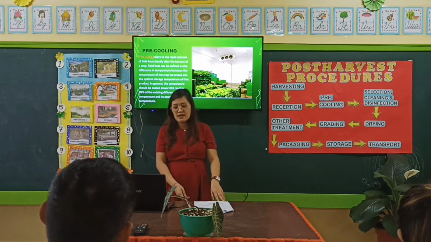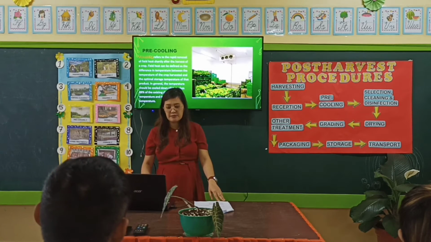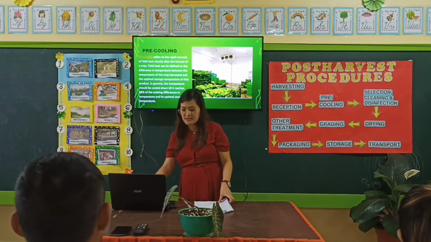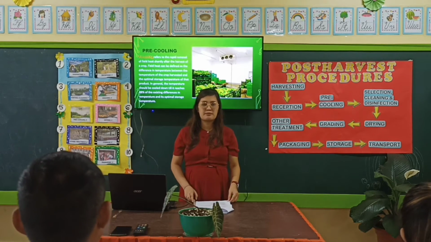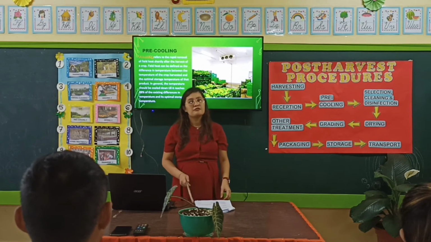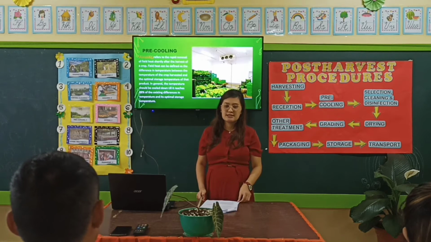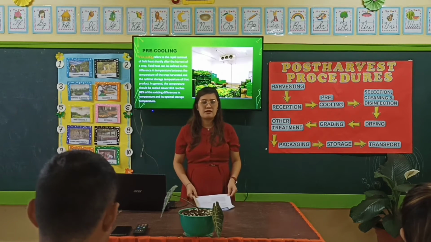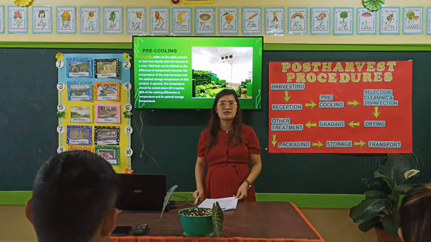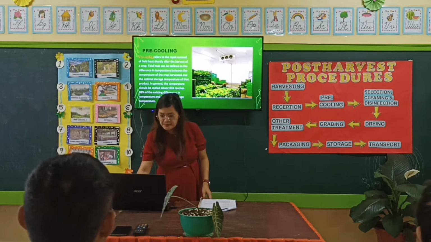So in general, the temperature should be cooled down until it reaches 88% of the existing difference between the crop temperature and its optimal storage temperature. So class, field heat should be removed as fast as possible since for most produce, an hour delay in the field will lead to a loss of shelf life.